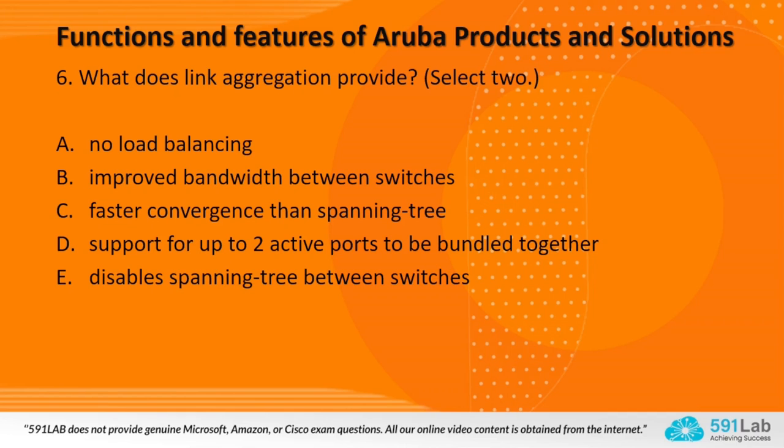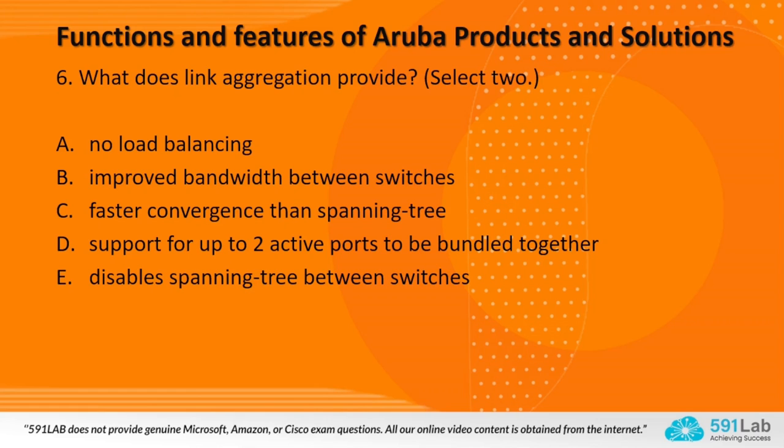Option C, faster convergence than spanning tree. Yes, because there's no need to go through those spanning tree states. Because spanning tree will see this lag interface as a logical single link. So there's no need to go between these states of the spanning tree. So option C is correct. Let me check option D. Support for up to 2 active ports to be bundled together. Actually, more than 2 active ports can be bundled. It's not up to 2, it's more than that, maybe up to 8. So option D is wrong.